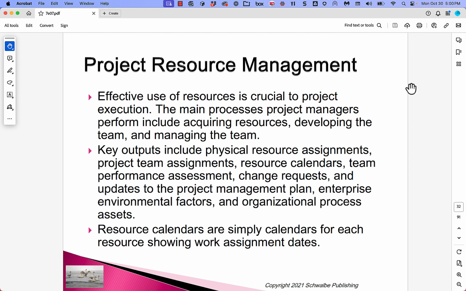Key outputs include physical resource assignments, project team assignments, resource calendars, team performance assessment, change requests, updates to project management plan, enterprise environmental factors, and organizational process assets. Organizational process assets is a PMI term that refers to any kind of records that we keep that facilitate the good workings of our processes on projects. Resource calendars are simply calendars for each resource showing work assignment dates.